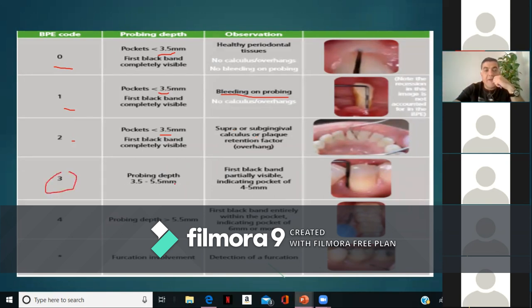This is when the black band is partially disappeared. Can you see here? It's partially disappeared. So the pocket here will be between 4 to 5 millimeters. Here, score four, the whole black band is disappeared, so it is definitely more than 5.5. So the pocket depth will be 6 or more. Very easy. Furcation involvement, detection of furcation, is mainly for the molar teeth.